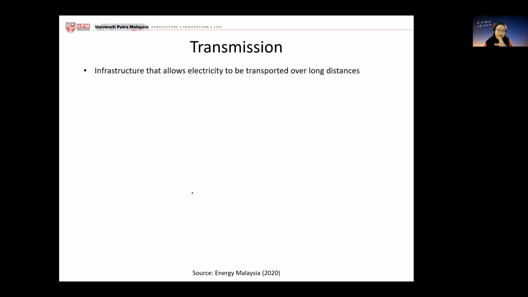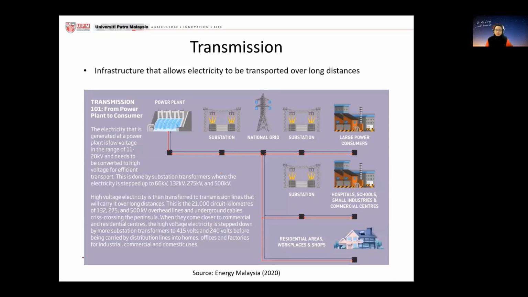So we have generation, that is one part. We also have transmission. I've gone through this a little bit just now, when we were talking about how the generators in power plants work. Basically, transmission is the infrastructure that allows electricity to be transported over long distances. This is similar to what I have already explained before, so you are welcome to pause this and read it if you'd like.